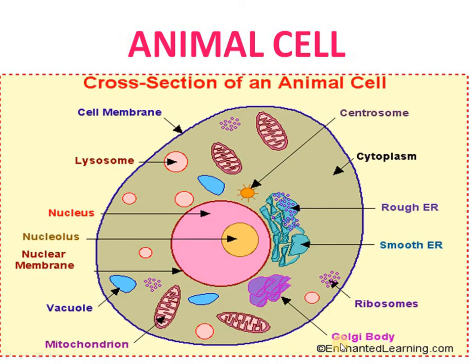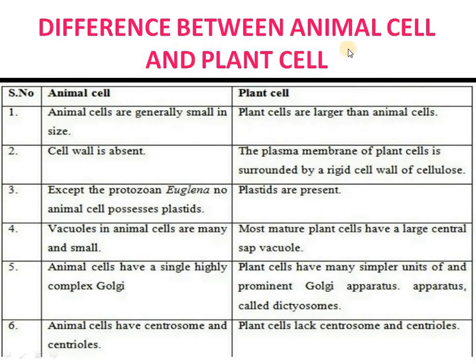Okay. Animal cell, you have also done this in the 8th class. It consists of cytoplasm, rough ER, smooth ER, ribosomes, Golgi body, mitochondrion, vacuole, nuclear membrane. Here you can see there are a few vacuoles and they are smaller in size: nucleolus, nucleus, lysosomes and cell membrane. But it does not consist of cell wall. Clear? So difference between animal cell and plant cell: animal cells are generally small in size, plant cells are larger than animal cells. Cell wall is absent in animal cell, cell wall is present in plant cell.